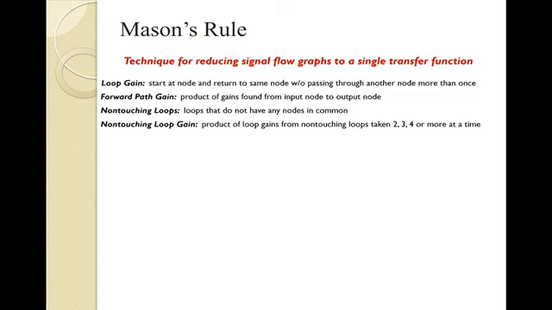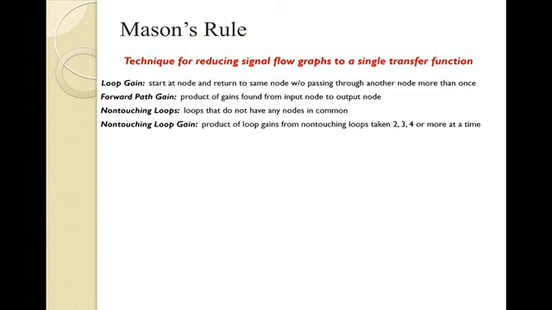Next is what we're going to call non-touching loops. So we may have a variety of feedback loops, maybe one here, another one over here, that do not touch or interact with each other. They don't share a common node. Those are going to be referred to as non-touching loops.